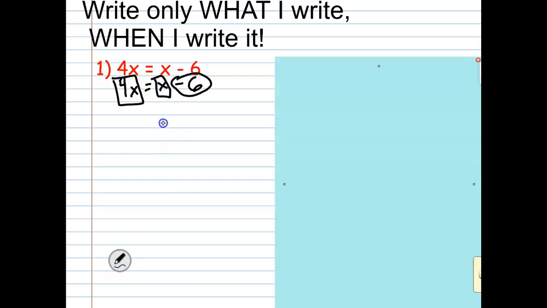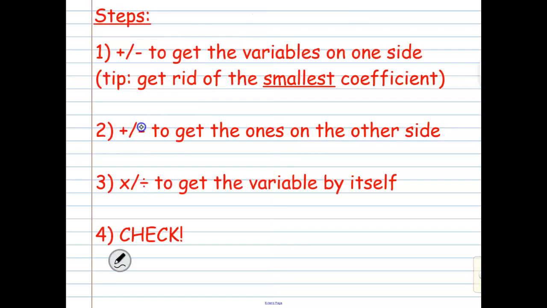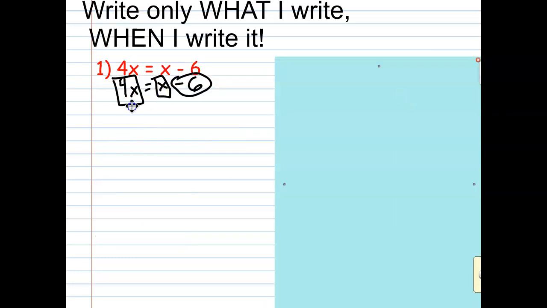All right, so our first step is to get all the x's, all our variables, to one side. Remember, we're going to work our steps here. So we're going to get all our variables to one side. We're going to get rid of the smallest coefficient first. So our smallest pile of x's is 1x. So we're going to get rid of this x by minusing x on both sides. Draw our little summing line here. I get 3x equals negative 6, and then I'm down to just a one-step equation.